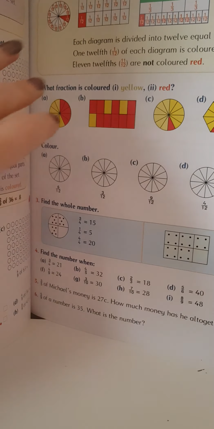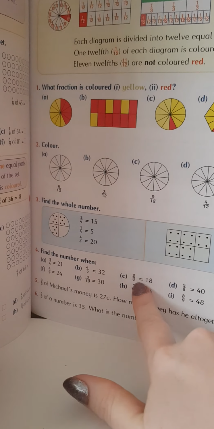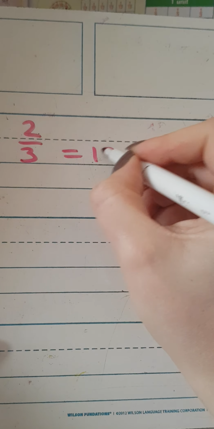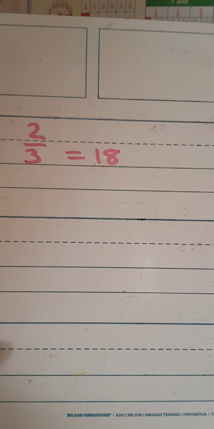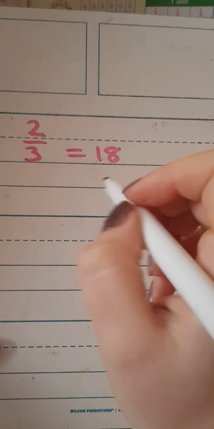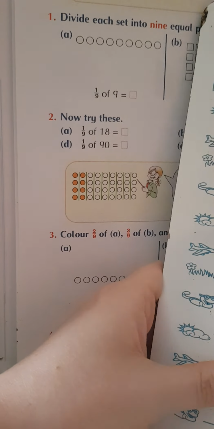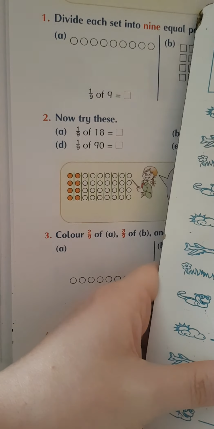The other way that you can do it is basically the opposite of what we've been doing. So I'm going to stick with, let's say 2/3 equals 18. I'm trying to find 3/3, so I'm trying to find out what the whole part is. So what we have been doing before, when we know the whole sum and we want to find part of it, we divide by the bottom and we multiply by the top.